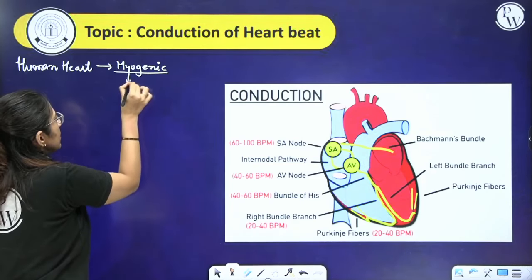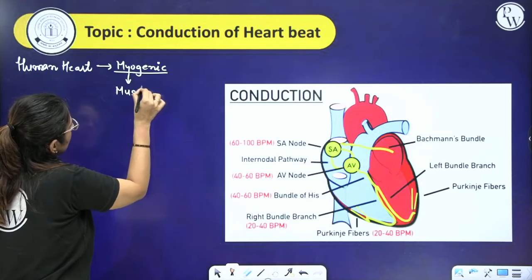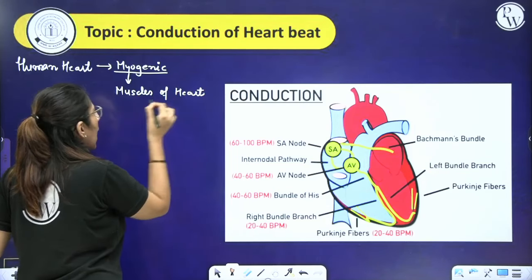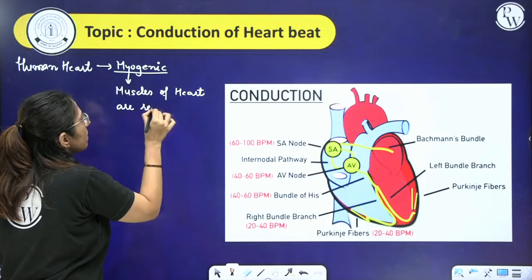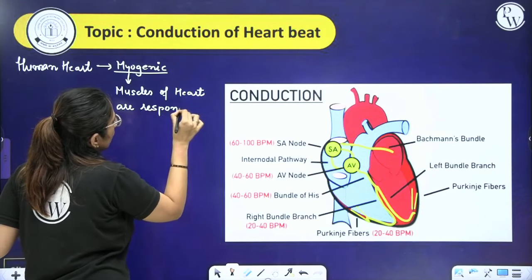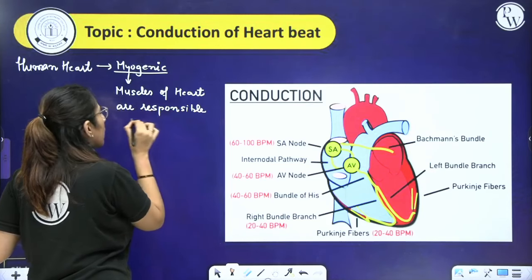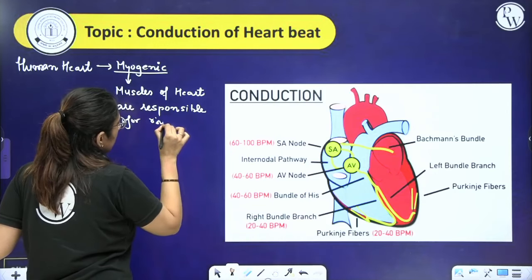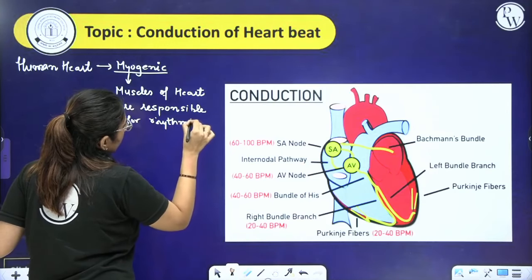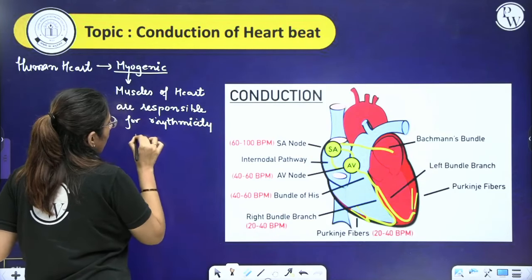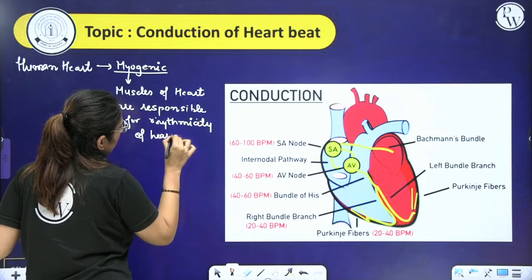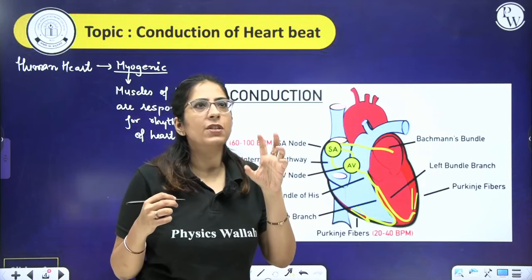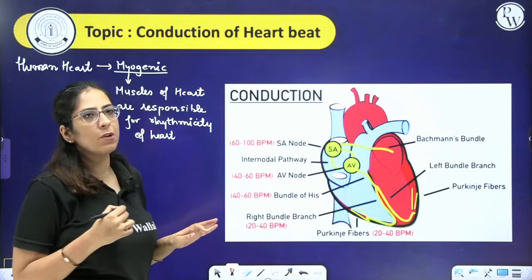So myogenic means there are some muscles of heart responsible for rhythmicity of heart. Rhythmicity means there is rhythmic action, contraction, relaxation, and that is because of some muscles which are present in the heart.